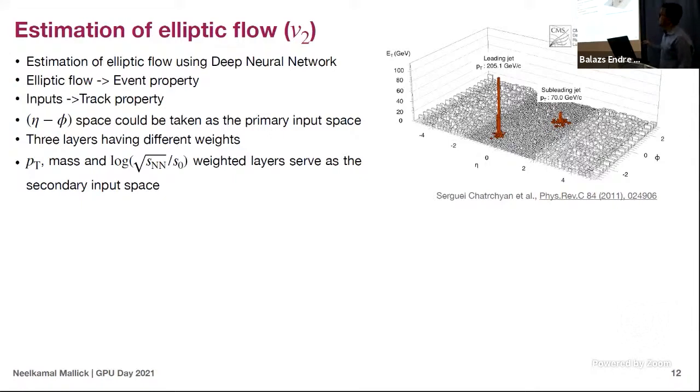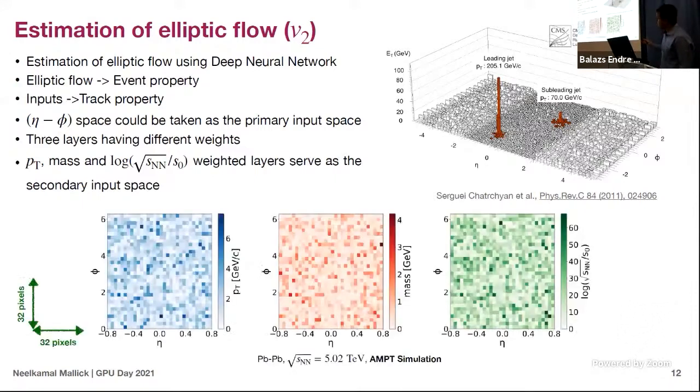So what we did to predict the elliptic flow, which is actually an event property, meaning for each event you have one value of elliptic flow, is use the different track properties. We took the eta-phi space as the preliminary input space, and we applied different layers like pT, mass, and log of center-of-mass energy divided by some constant to be the 3 layers in the eta-phi space. And we have this beautiful 2D plot, which is actually one event in the lead-lead collision at 5 TeV from AMPT simulation.